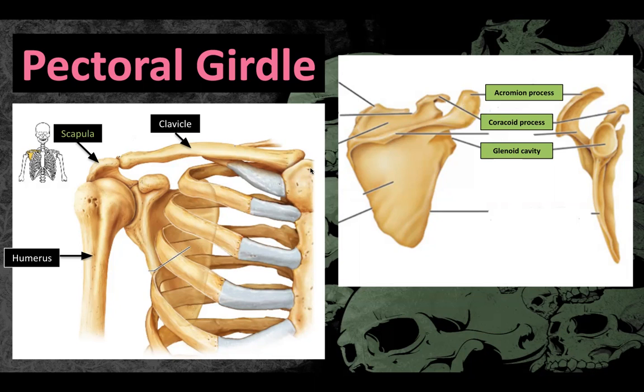The clavicle attaches to the sternum, and then over here it attaches with the scapula, so it forms an articulation here and here. The scapula does not form any sort of articulation with the ribs, okay, so just be aware of that. It's going to be embedded within muscle. And then the humerus, as you can see here, is going to form the shoulder joint here with the scapula, but it does not articulate with the clavicle.